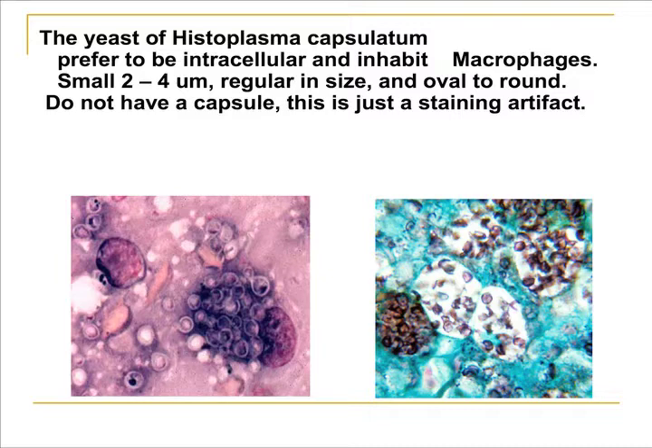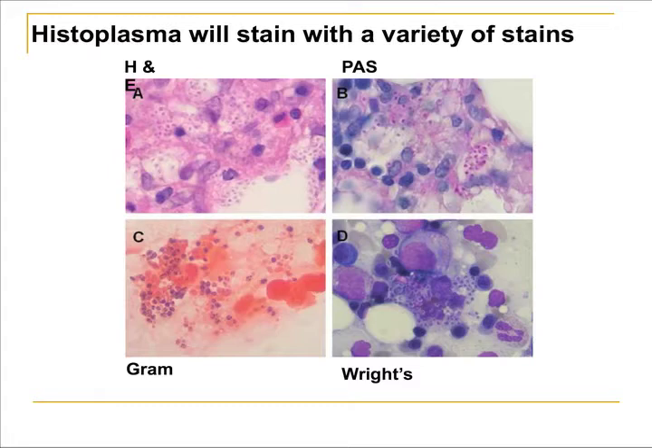On the next slide, you can see how histoplasma will stain with a variety of different stains. It will stain with H&E, PAS, Gram stain, and also Wright stain.